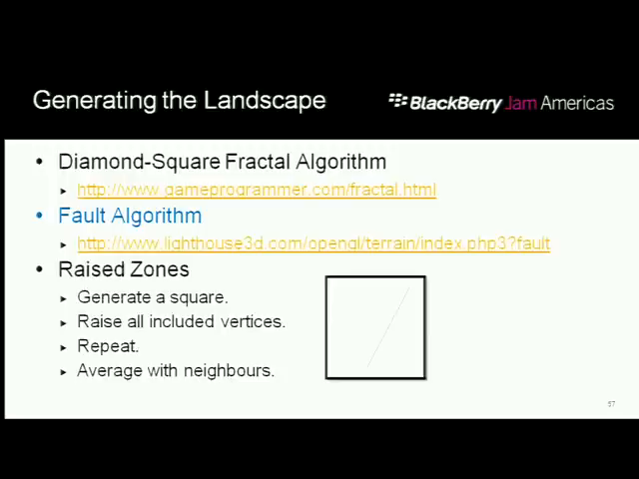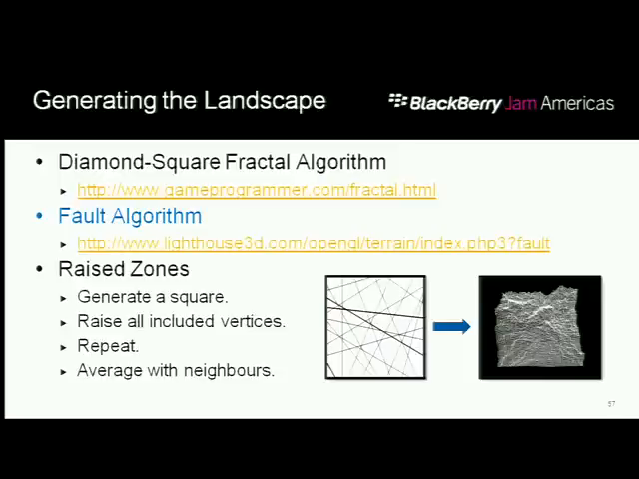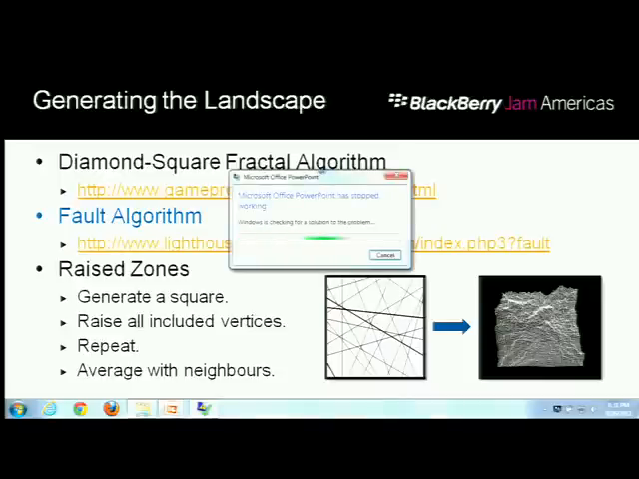The fault algorithm starts off by drawing one line. And then you draw another line and another. And you do this quite a few times. And each time you draw a line, you raise the points on one side of that line. And eventually, if you do this enough times, and you keep on raising points only on one side of that line each time, you should get something that looks like that. When I was done implementing it, it looked nothing like that.